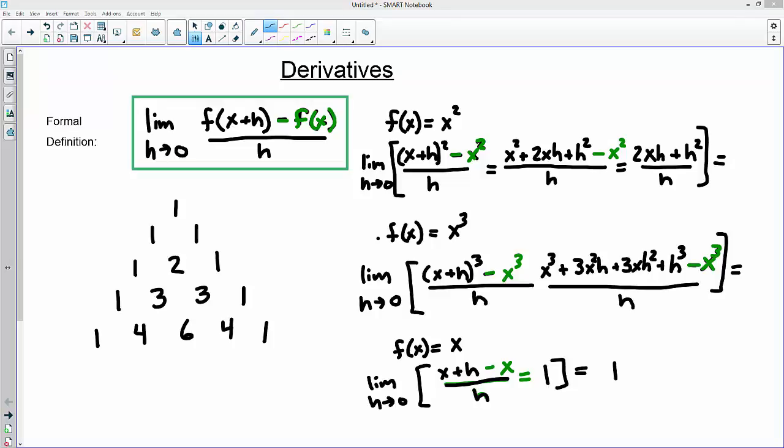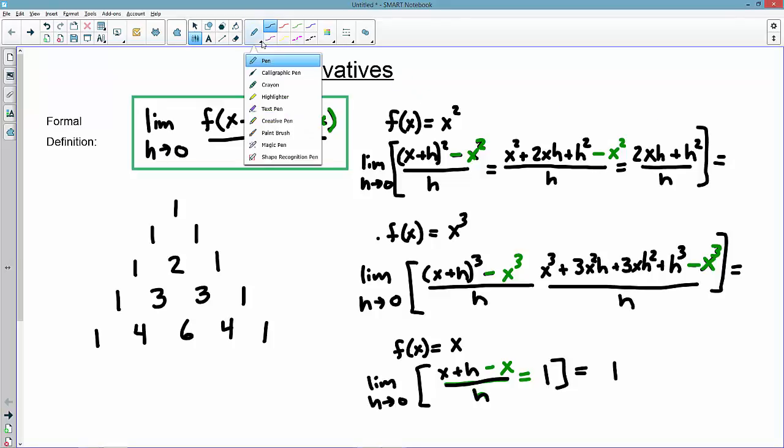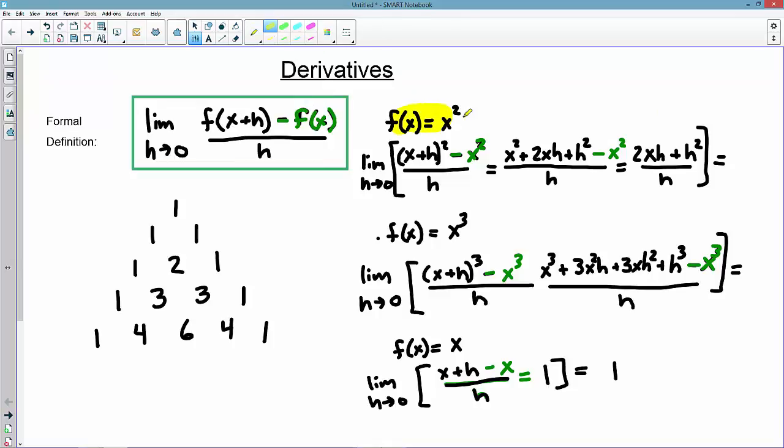The first one is for x squared, right over here. And then the second one is for x cubed. And then the third one is for x, okay? And hopefully you've done at least the x squared one. We may not have done x cubed in the class, but that's a pretty easy one. It's just a cubic expanded and a linear, which we've done many times.